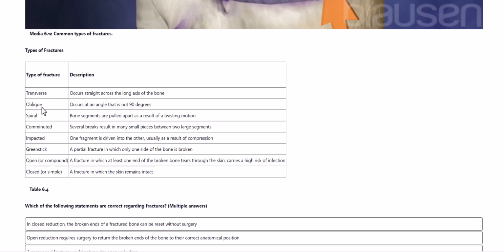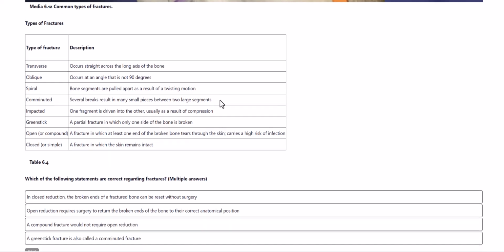If you think about a long bone, an oblique versus a transverse fracture, pretty easy to imagine. An oblique is at an angle, and a transverse fracture would be straight across the long axis of the bone.